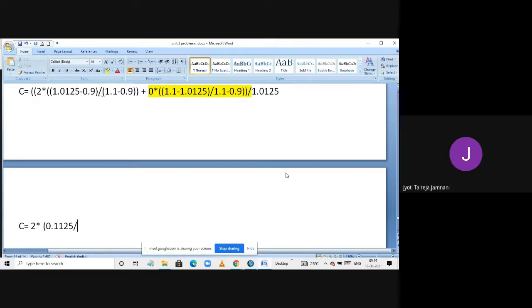0.2. You're going to divide this and multiply it with 2. Then plus, here I'll directly take 0 because there is no use. If you do 1.1 minus 1, you will get values. Finally, you're going to multiply it with 0. So it's going to remain 0. Are you getting my logic?